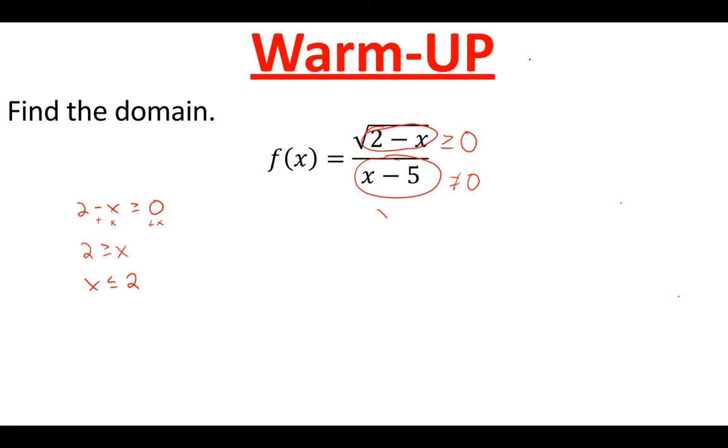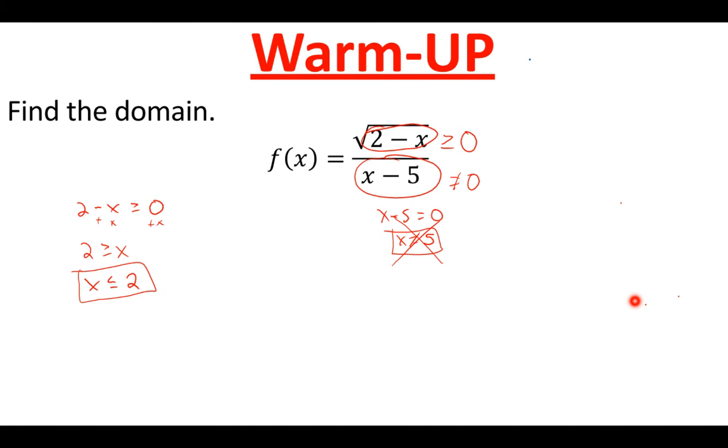For the bottom part, we set this equal to 0 and solve it. And we get 5, so this is saying that x cannot equal 5. So you have to consider these two conditions. This one says that x must be less than or equal to 2, and this one says it can't be 5. Well, this one we can actually throw out because this one says it can only be numbers less than 2, and 5 is actually bigger than 2 anyhow, so we don't even need to worry about that condition.